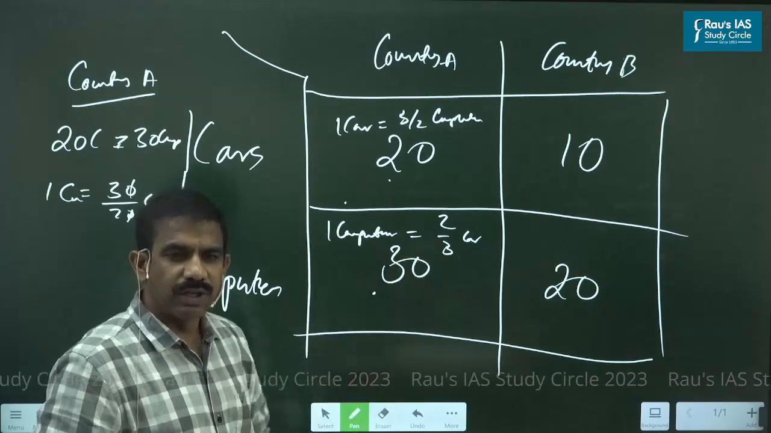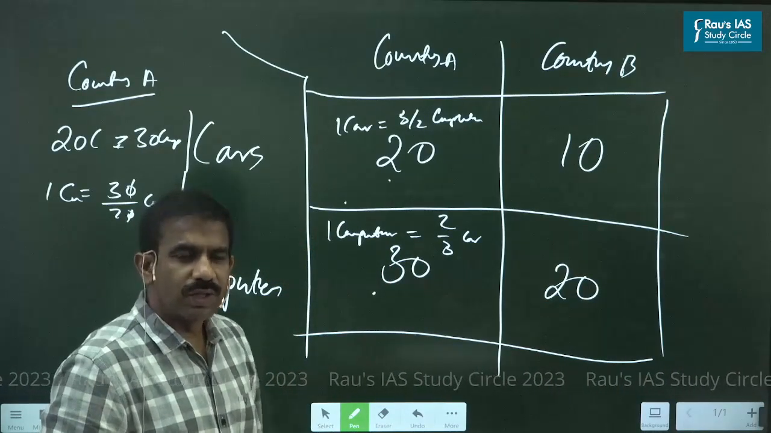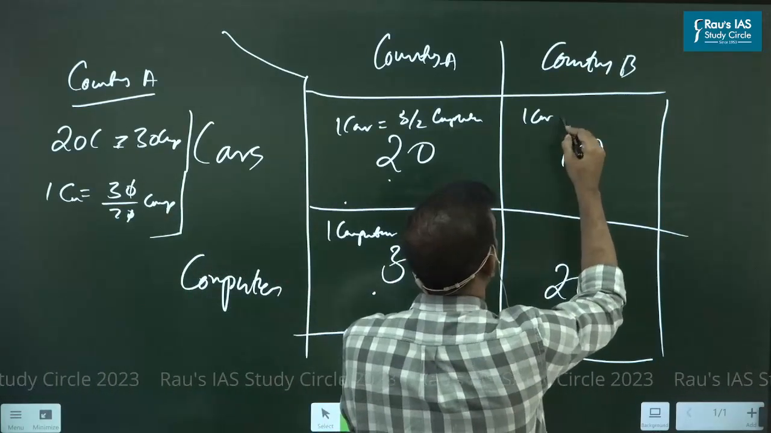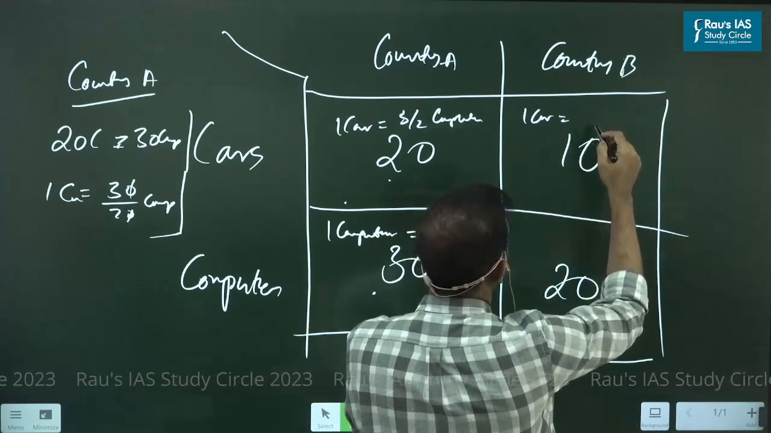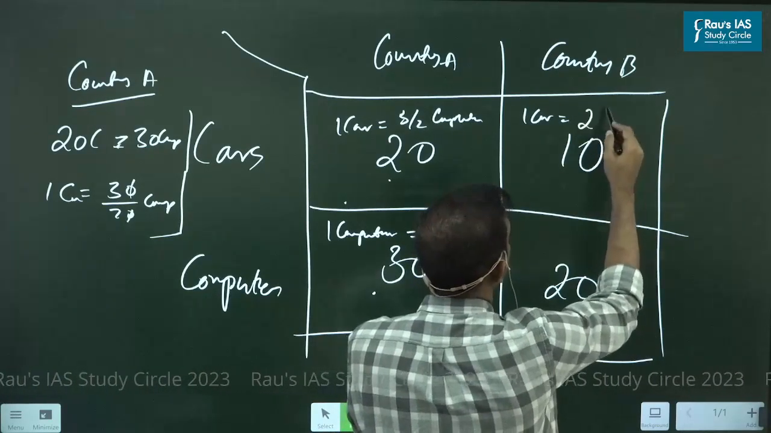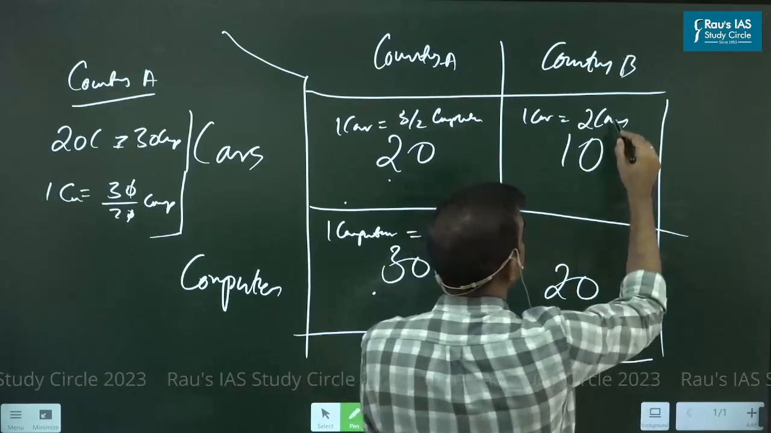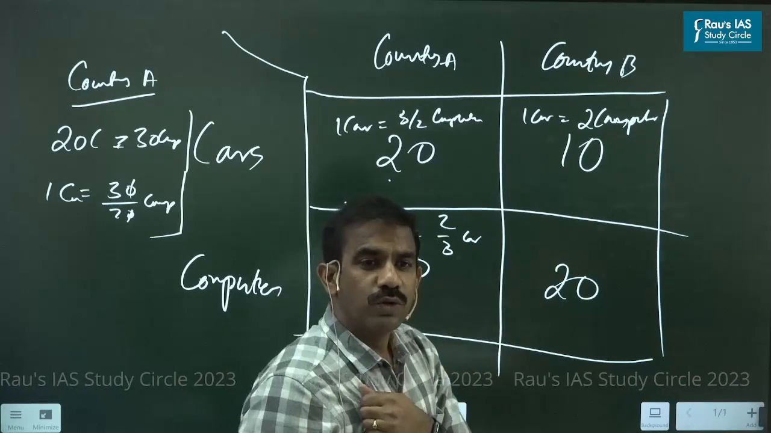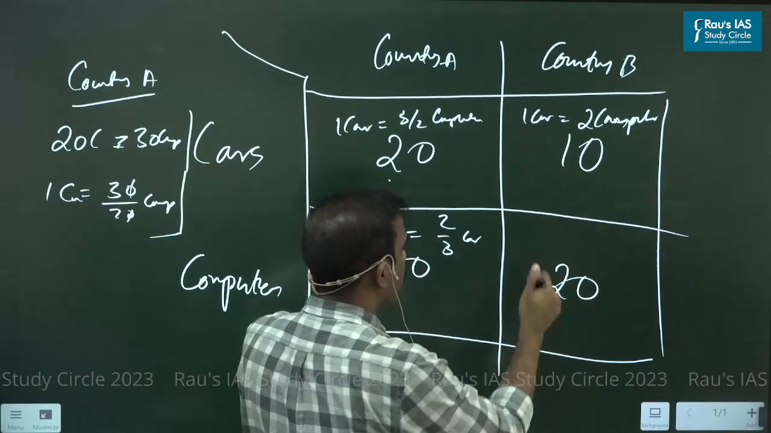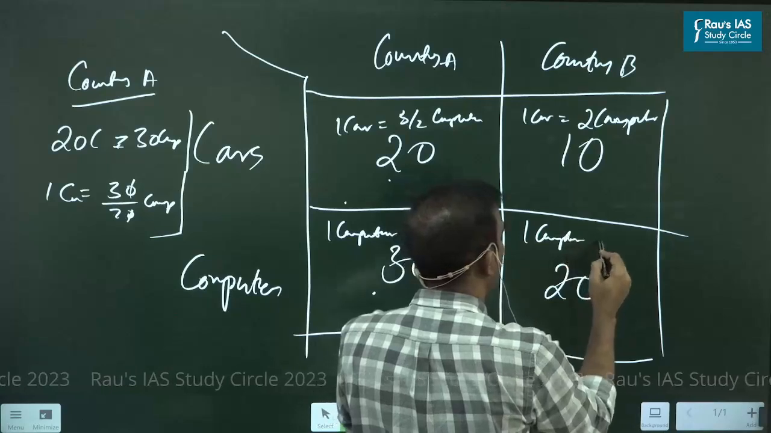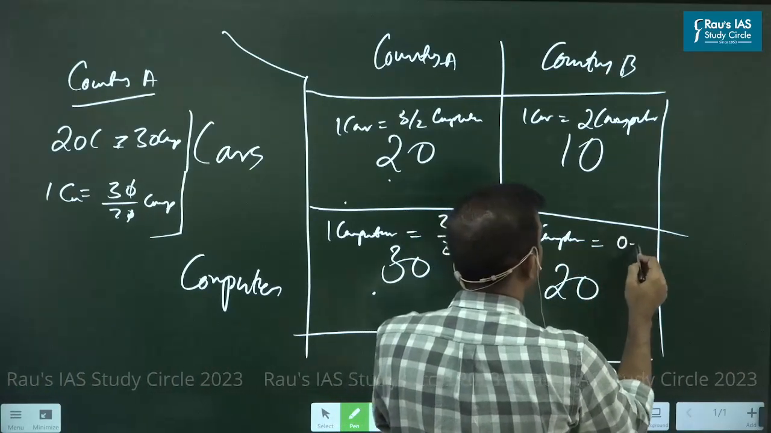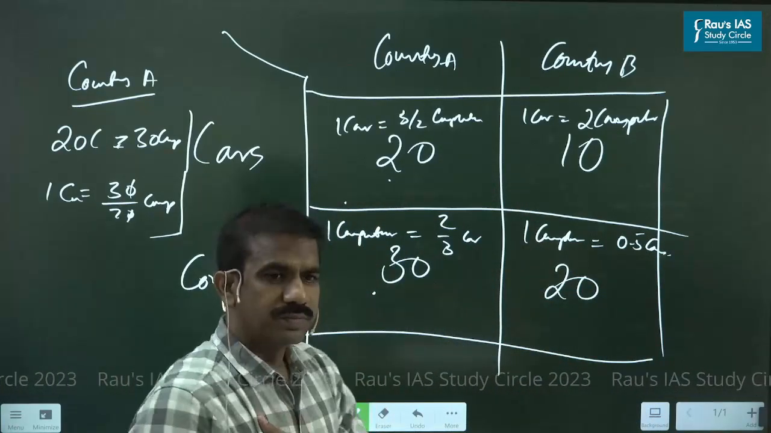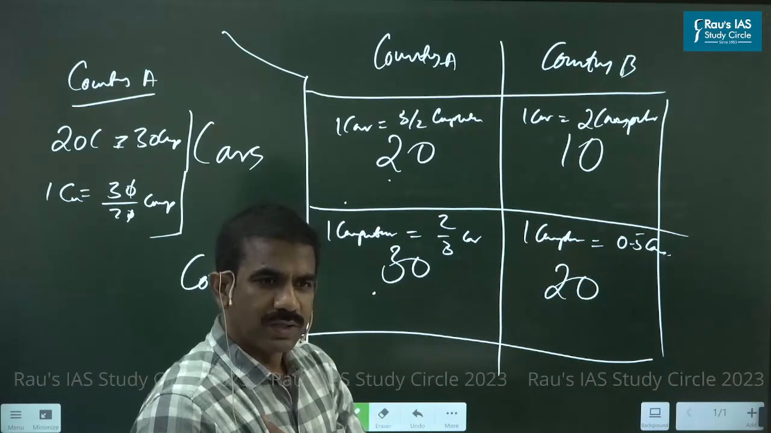Isn't 3 multiplied, isn't that data? So that's it. For me, that's an opportunity cost. For B, for every one car I produce, how many computers do I need to forego? Yes, 2 computers. For B, for every one car I produce, I need to forego 2 computers. And for every one computer I produce, how many cars do I need to forego? 0.5 cars. Isn't it? Yes or no? 0.5 cars. Is it clear now?